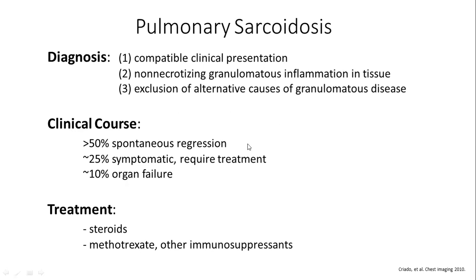Most people have spontaneous regression. They have lymph nodes that are enlarged in their chest. They don't have symptoms. A couple years later, that has gone away. In some patients, it stays and there's some scarring, so they get calcified lymph nodes, but it doesn't progress. Nothing more happens with it. About a quarter require treatment, and about 10%, I didn't realize it was that high, proceed to respiratory failure. And the treatment is usually steroids, and then there are other immunosuppressants that can be used.